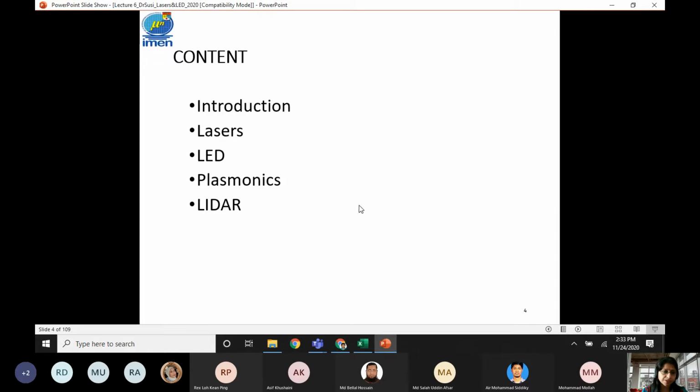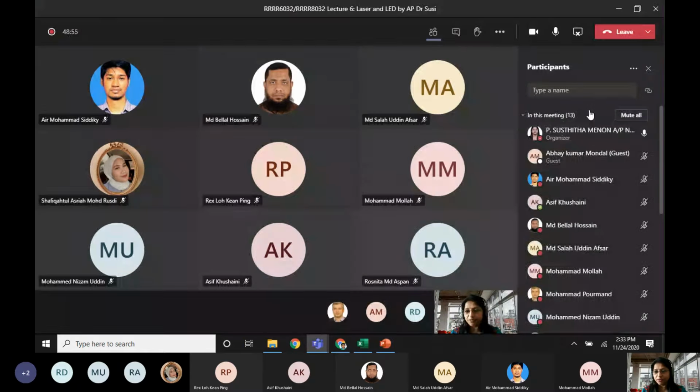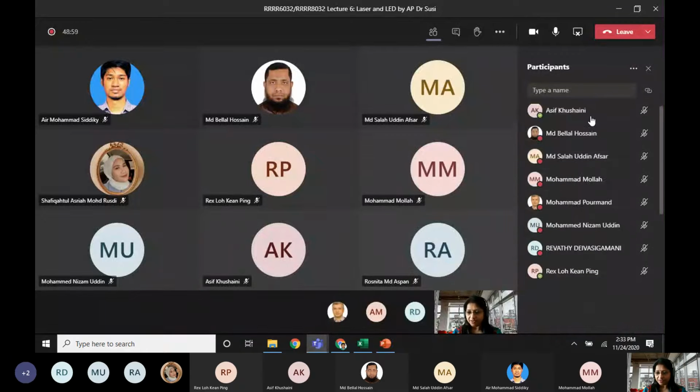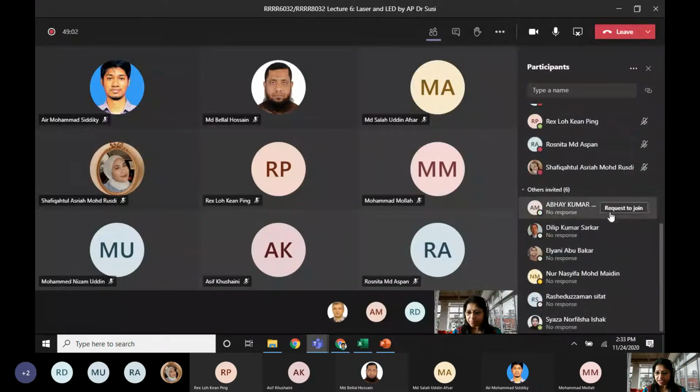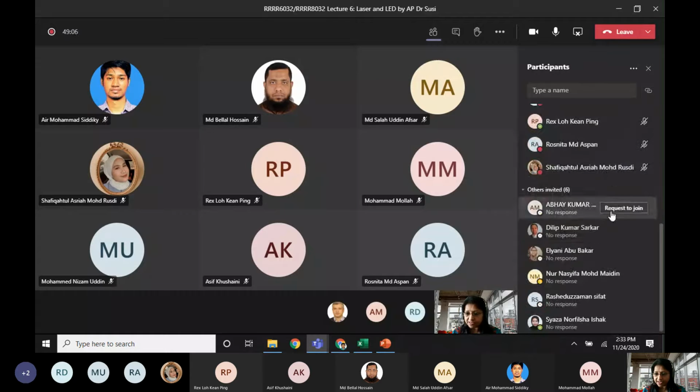Can you see my mouse? Yes. Okay, all right. Okay, let's see how many are in the class now. Okay, we have 12 out of 17. Okay, all right. Who's not in yet? Abe is not in? Okay, Abe joined as a guest. Dilip is not in. Eliani, Nashifa, Rajat Zaman, and Shaza not in yet. Okay, I hope they'll join us later. Okay, I'll move on.